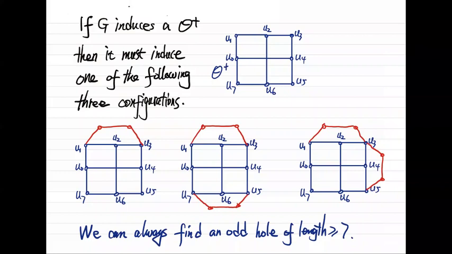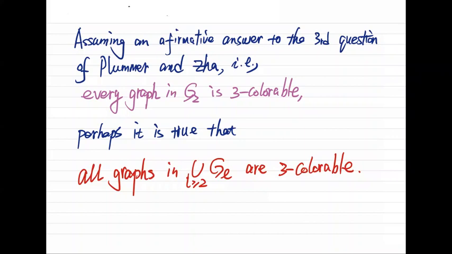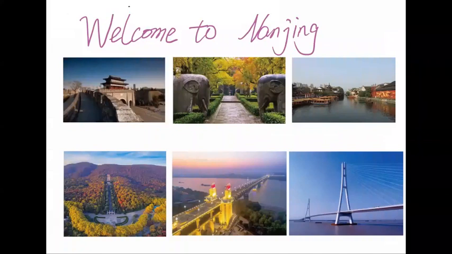So this is our open question. Assuming an affirmative answer to the third question of Plummer and Jia, that is, if we can show that every graph in G2 is recoverable, if this is indeed true, perhaps it is true that all graphs in GL for L greater than or equal to 2 are also three-colorable. We have shown that all such graphs are four-colorable. Maybe it's true that they are all three-colorable.